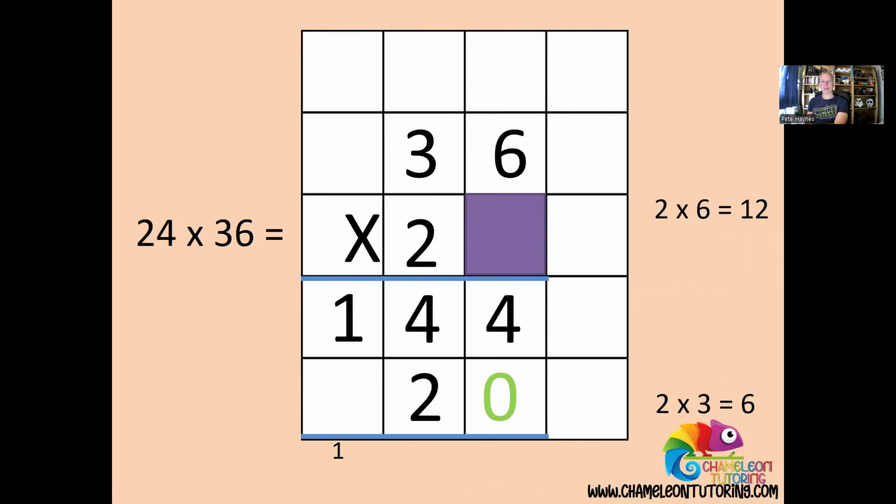Then we're going to look at 3 times 2, which is 6. And 6 is the last digit, so we can just write it in, but we've got to add on the 1 that we carried across earlier. So 6 add 1 is 7.